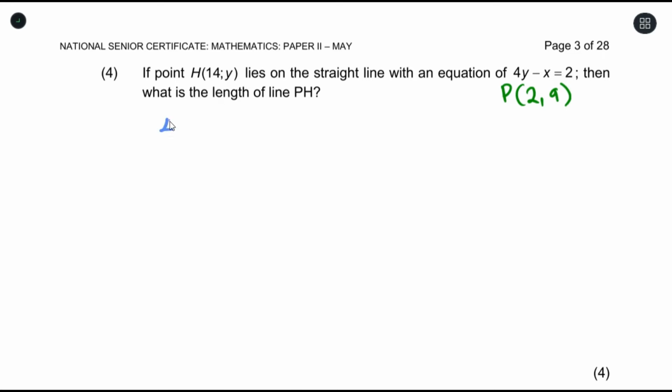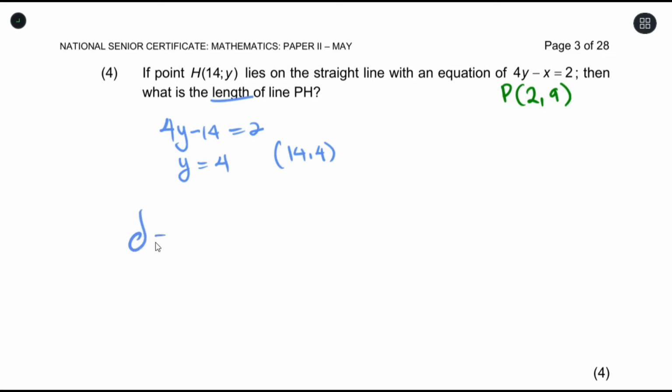So this would be 4y minus 14 is equals to 2. So therefore, y is equals to 4. Okay, so the actual coordinate of H is (14, 4). Now they're asking you for the length. And whenever you're trying to find the length, it's actually asking you for your distance, right? So we're going to use a distance formula.